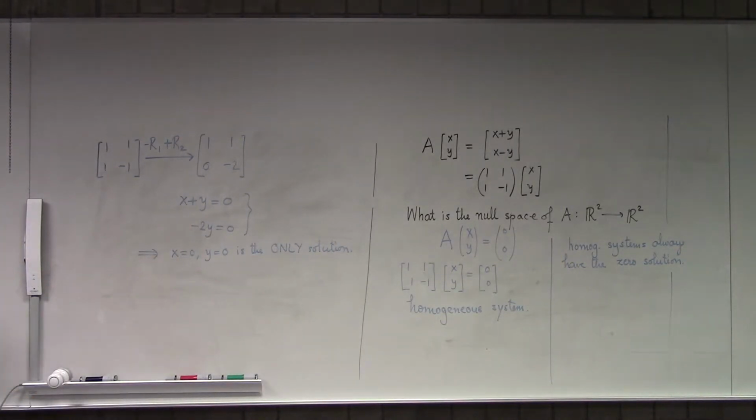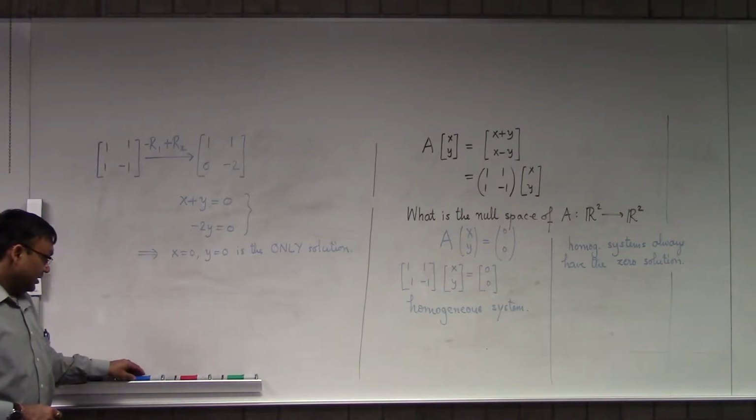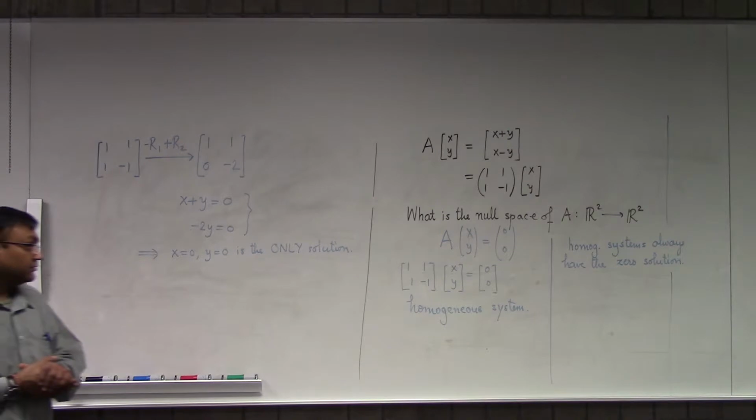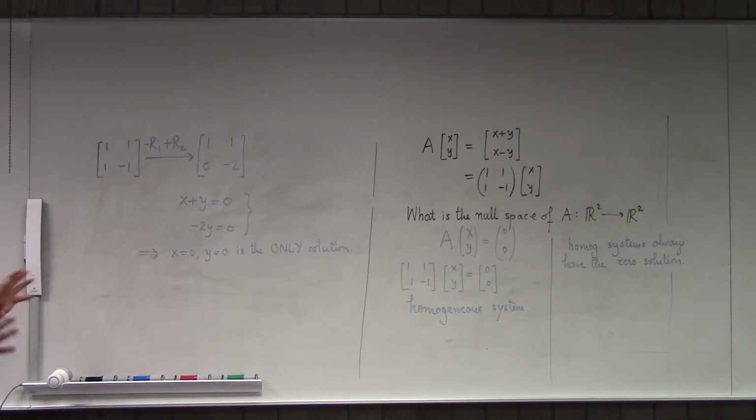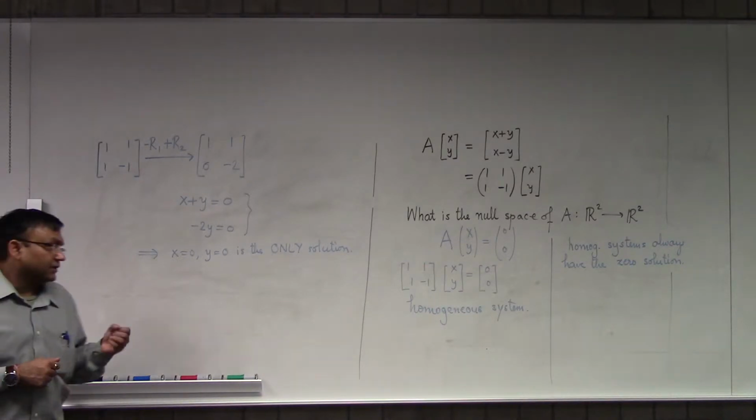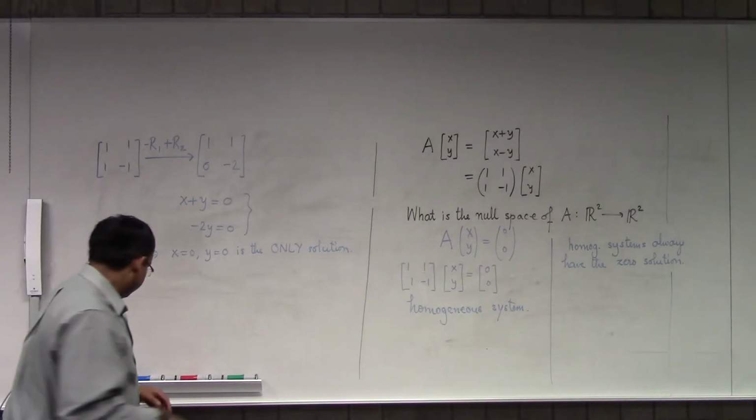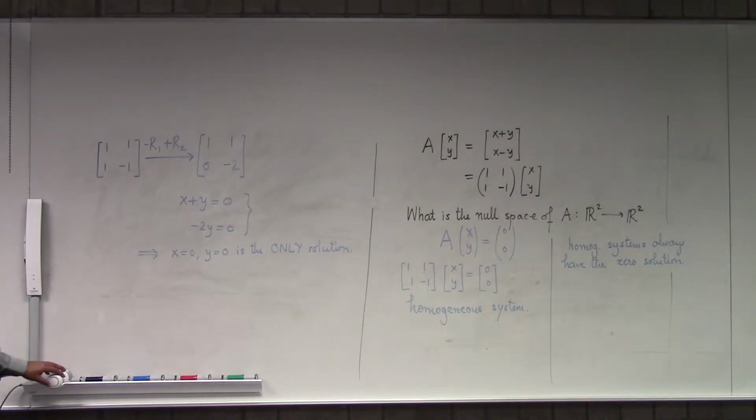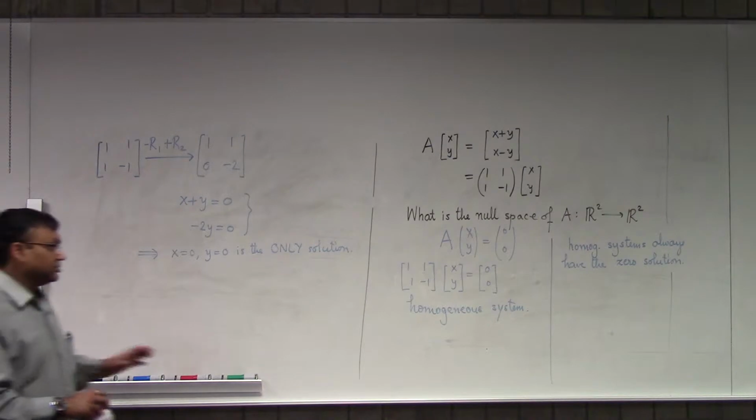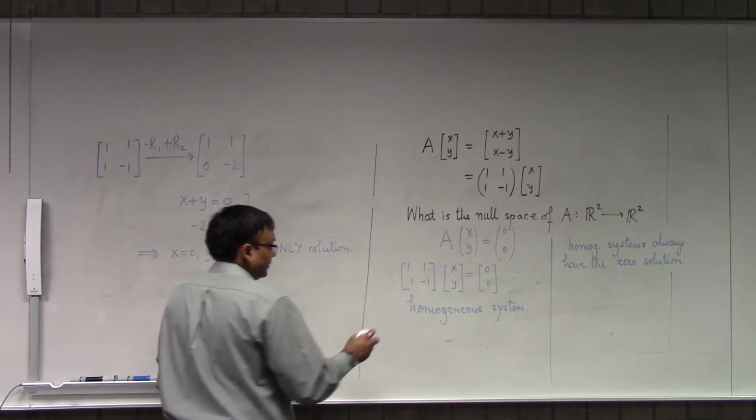Since this is the only solution, there's nothing else which is getting mapped to 0. So possibly the function could be one-to-one. Right now we can't guarantee that no other vector maps to the same vector. All we are saying is that the zero vector is the only vector which maps to the zero vector. Does that guarantee one-to-oneness? Maybe, who knows. Right now we don't have sufficient information, so we'll have to figure things out.